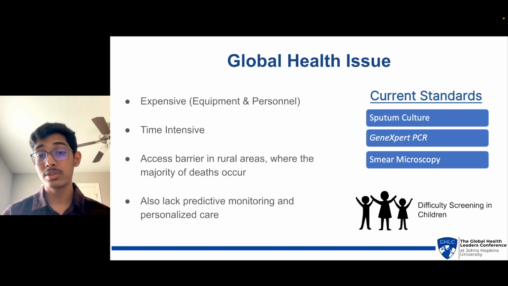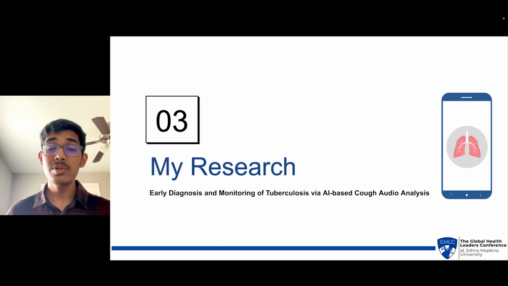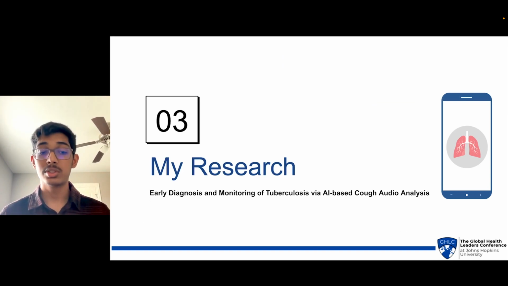For example, the current solution, sputum culture, could take between 2 to 8 weeks, and there's also difficulty screening children because children don't produce sputum. My research helps address this. In my research, I developed an early diagnosis and predictive monitoring system for tuberculosis via an AI-based cough analysis.